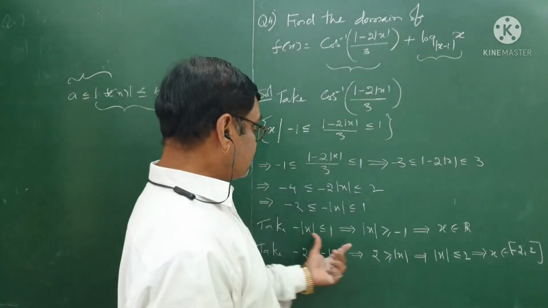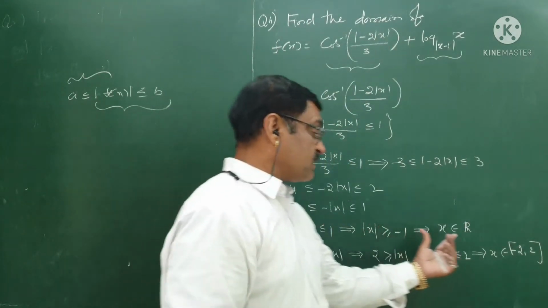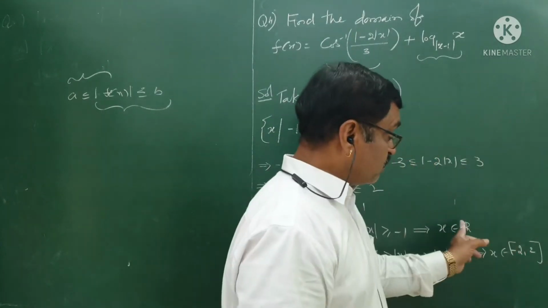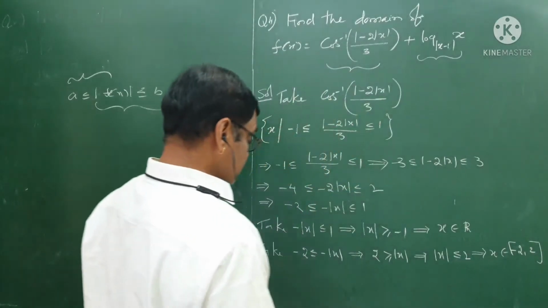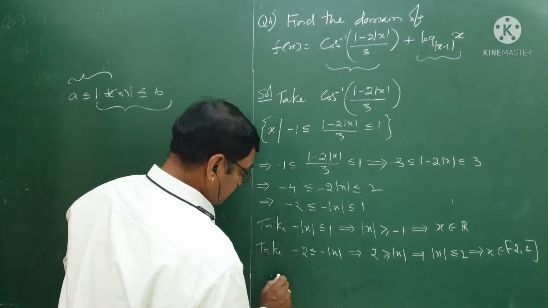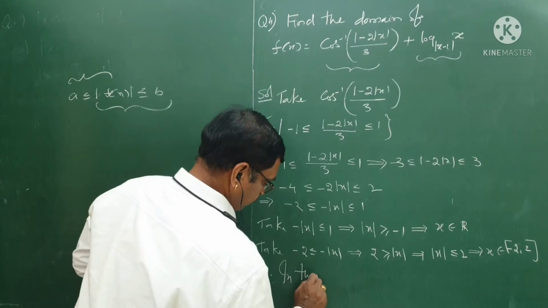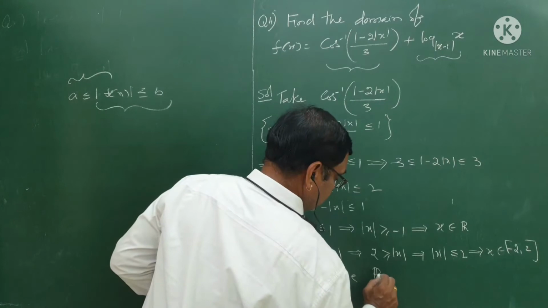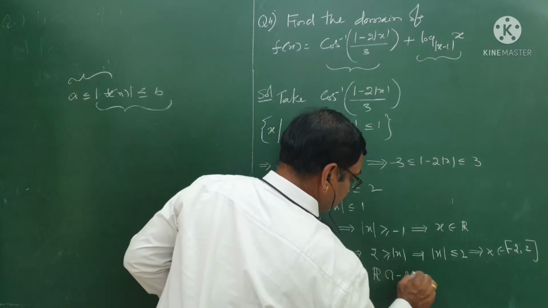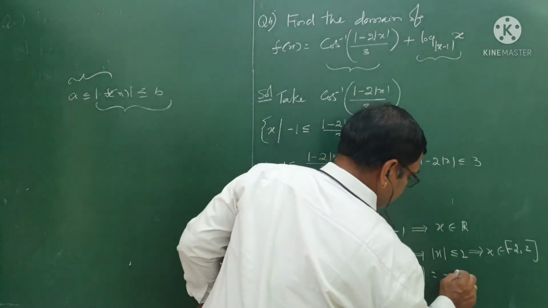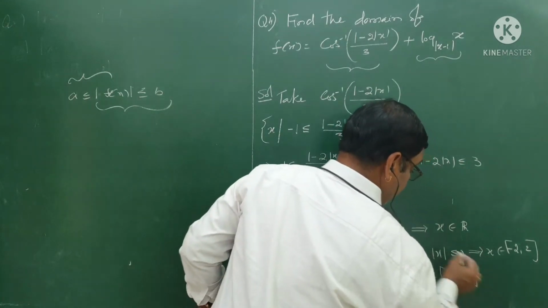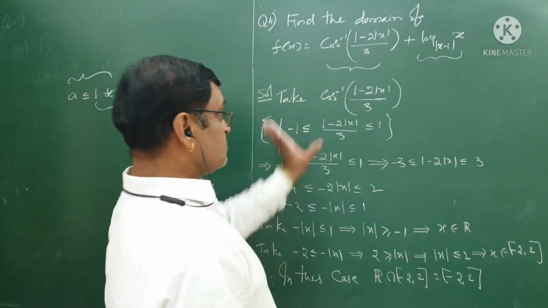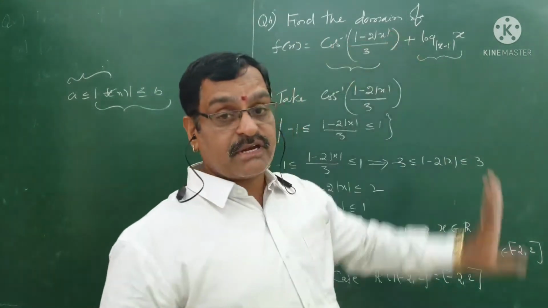So from the first one I got the real number set, and from the second I got minus 2 to plus 2. You have to take the intersection of these two. So finally, the real number set intersection minus 2 to plus 2 is obviously minus 2 to plus 2, because the closed interval minus 2 to plus 2 is a subset of the real number set. So I got the domain for the first function. Come to the second one.